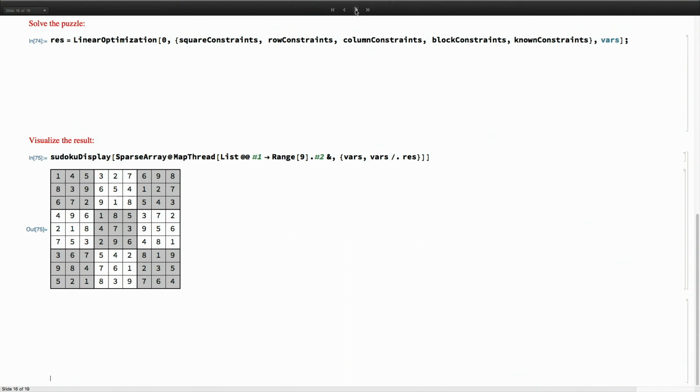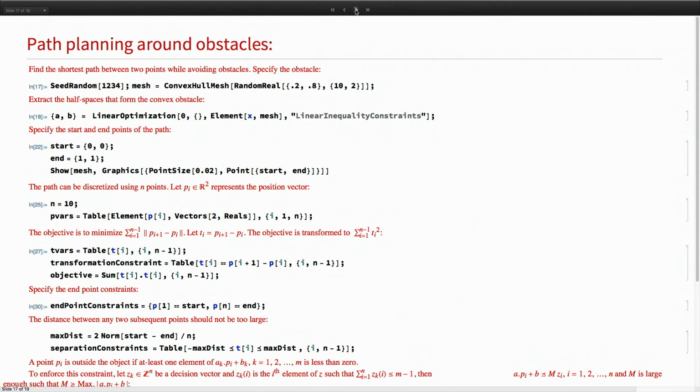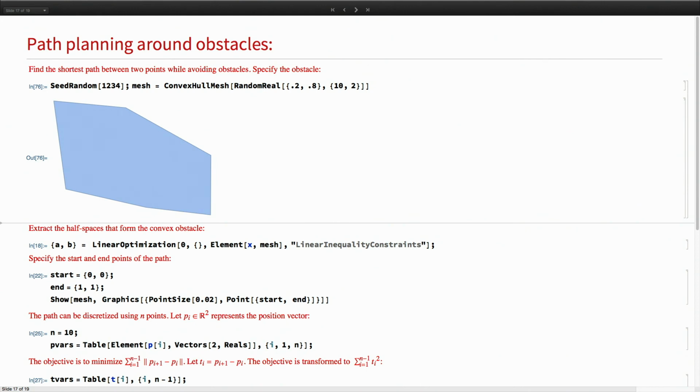All right, a second example, which is path planning around an obstacle. Let's say that I have an object, just some random object. There's going to be a start point and an end point, and I want to find a path that goes from the start point to the end point without going through this object. So the first thing I'm going to do is extract the half spaces associated with this mesh, with this object, because it's a convex object. We can extract the linear inequality constraints associated with it.